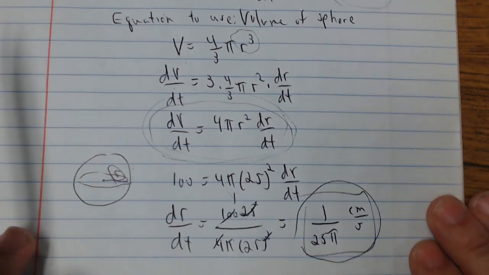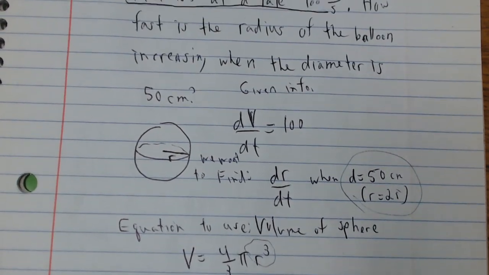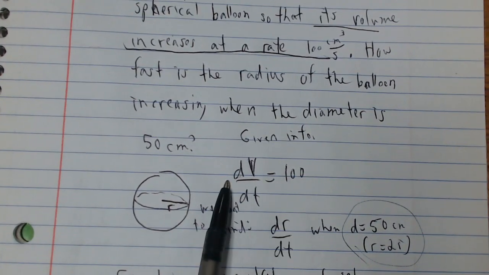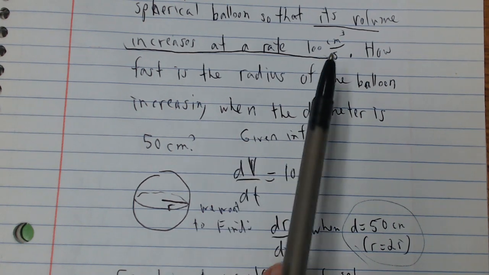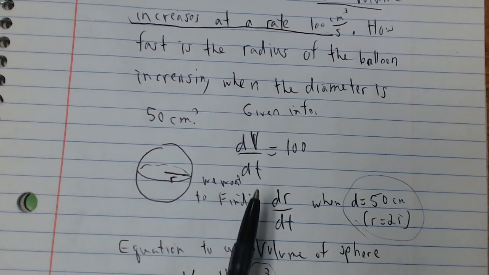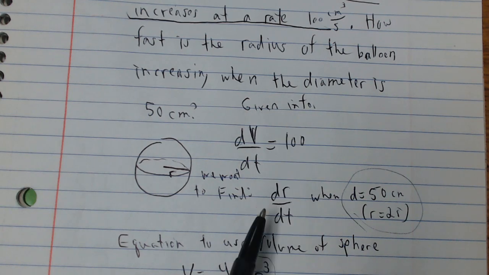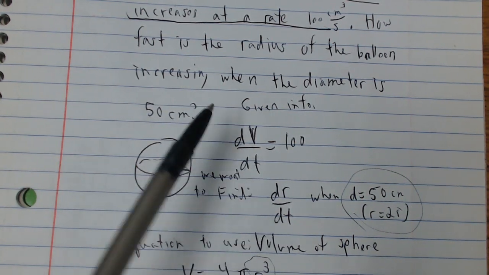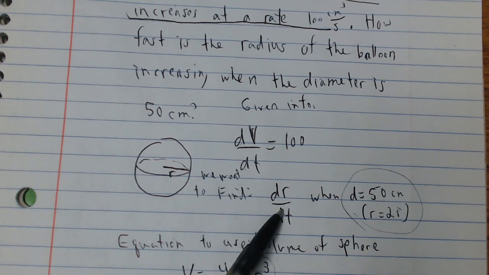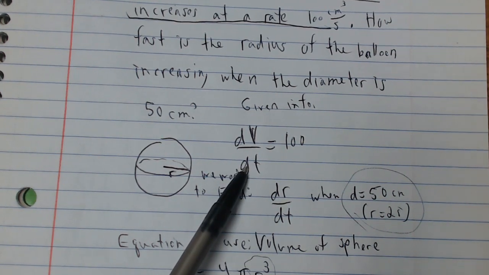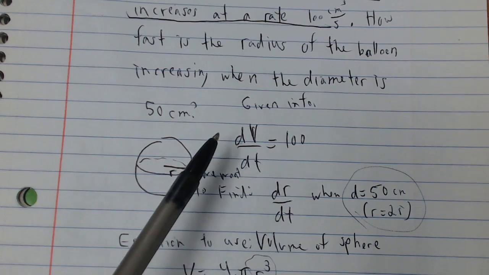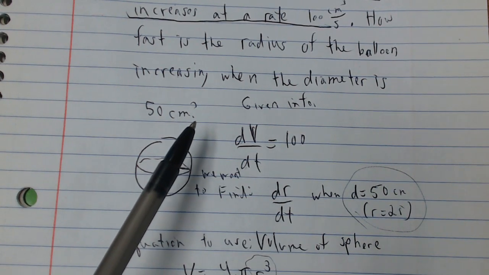Okay, so just to quickly summarize what we did, we came up with the equation, we labeled all the given information, so dv dt, which was the rate of change of the volume, and then we were asked to find the rate of change of the radius, which was dr dt. Now why am I calling this dv dt and dr dt? Because the volume and the radius both change with respect to time. Time is my independent variable, so anytime I'm finding derivatives, I find them with respect to time.